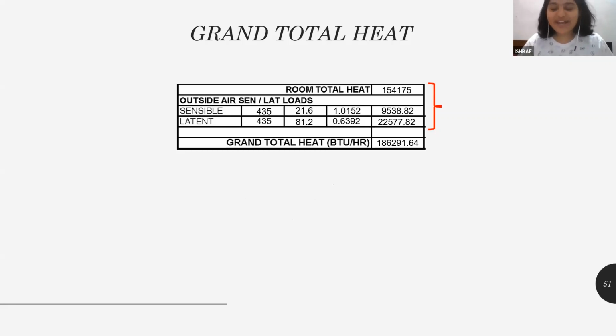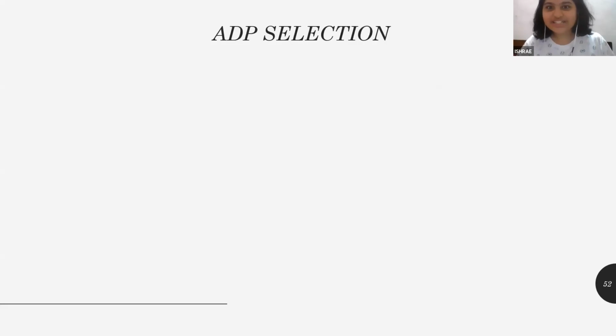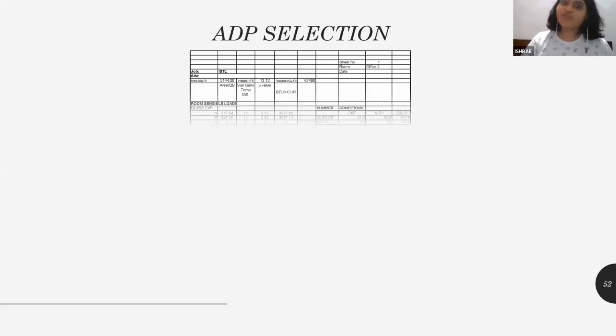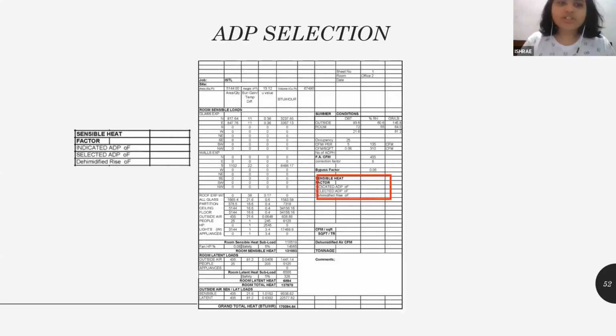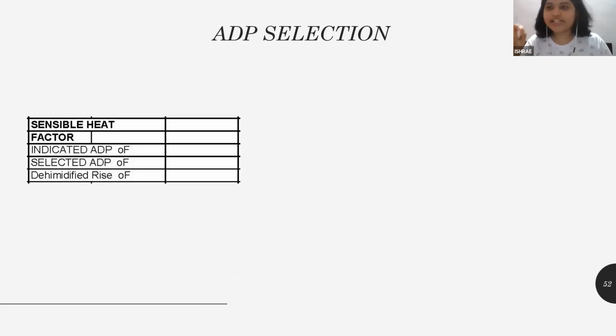Now, this is not the end though. There is one very important thing that we have not selected and we have not calculated. And that is the ADP selection. That is the temperature at which your coil will operate. So let us select the ADP. Now, for ADP selection, what is important is the sensible heat factor.